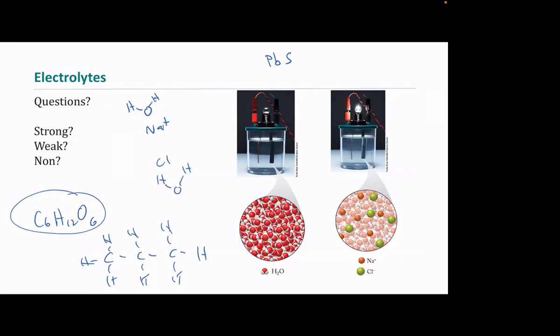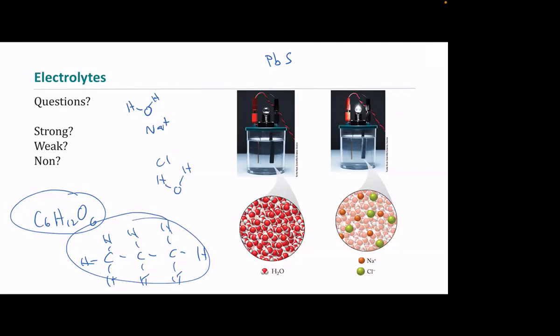This thing doesn't have any dipoles. These are all symmetrical. The electronegativity of these are so close, it doesn't interact well with water. So we say oil and water doesn't mix. It has a low solubility in water. So any sort of oil and gas components, things like this, are non-electrolytes.